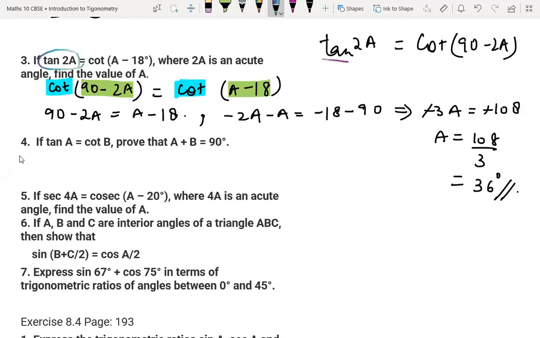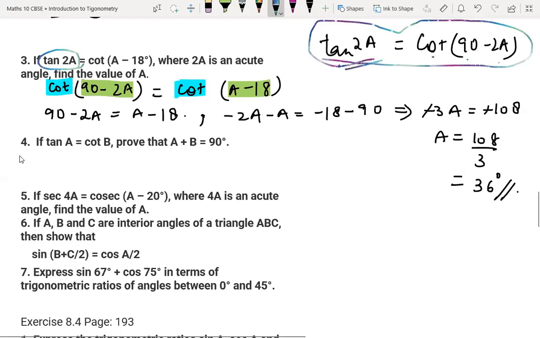What we can write? I just write in here. Just check. Tan 2A is equal to cot 90 minus 2A, because cot 90 minus theta is tan theta. So instead of tan 2A, I have written cot 90 minus 2A is equal to cot A minus 18. I am not changing this part at all. This part is as it is.